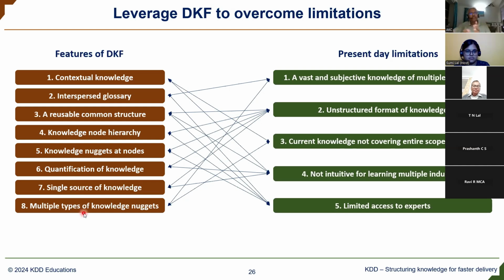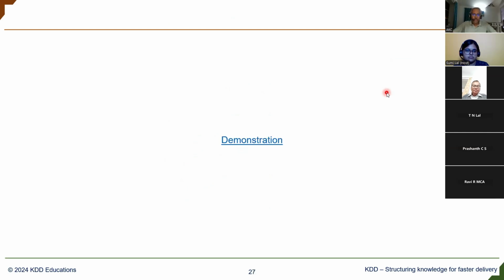We will cover each of these tomorrow, but I thought I would just give a high-level view of these features. These features are able to handle current-day limitations, whether it's the vastness of subject knowledge or unstructured knowledge, all those aspects it kind of covers. Okay, so let me jump into the demonstration.